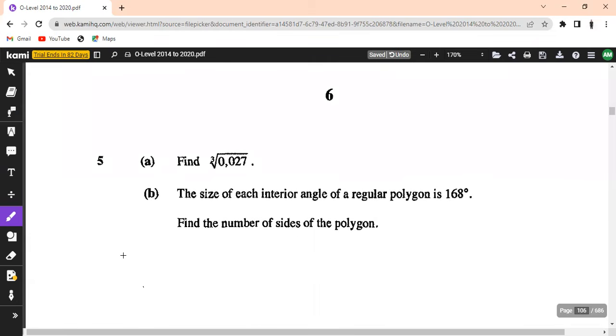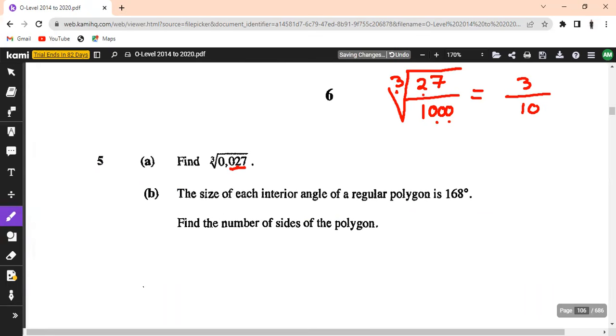Okay, find the cube root of 0,027. All right, so what are we going to do here? This as a fraction is simply 27 over how many decimal places? 1, 2, 3. So you've got 3 digits after the comma. So it's 27 over 1,000 as a fraction. So simplifying the cube root of this, it's easier this way because we know that the cube root of 27 is 3, over the cube root of 1,000. The number that multiplies itself 3 times to give us 1,000 is 10.